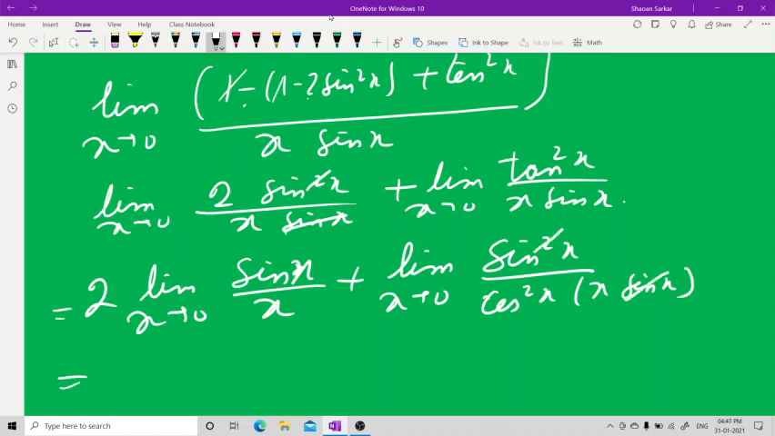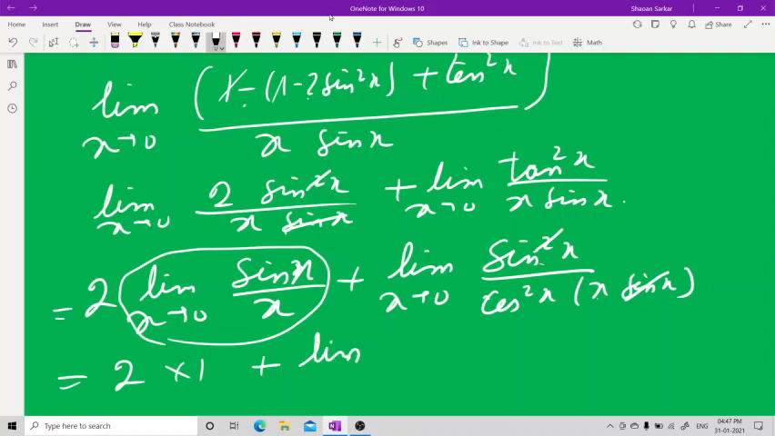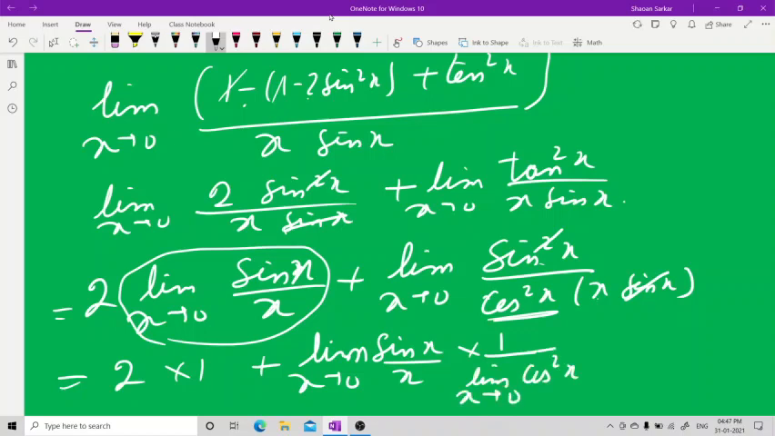So what you are left with: 2, this limit is always 1, into 1, plus limit sin x upon x at x tending to 0 into 1 upon limit x tending to 0 of cos square x, and cos x is always 1. So this becomes 2 plus 1 into 1 by 1, so this becomes 2 plus 1, and this is 3. This is the way you need to do it.